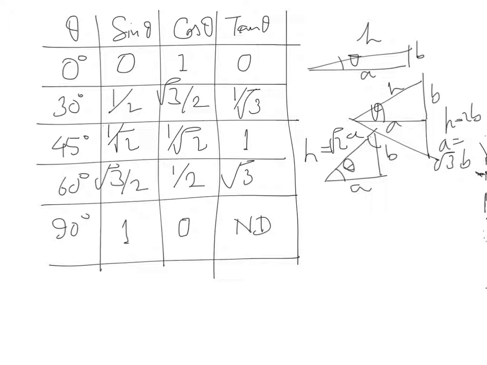Now that we have completed this table, it is good to also remember the values of these angles for which we have calculated sine, cos and tan in radians. So 0 degrees will be 0 radians, 30 degrees is pi by 6 radians, 45 is pi by 4 radians, 60 is pi by 3 radians, and 90 is pi by 2 radians.